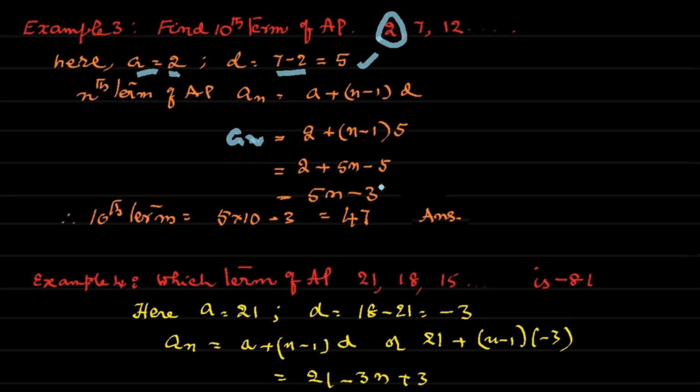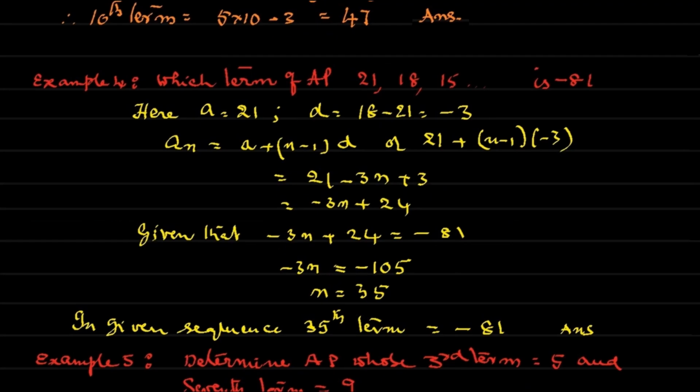So the nth term is this. What is the 10th term? That is the question. N equal to 10. 5 tens, 50 minus 3 is 47. Answer. Let us go to the second example.